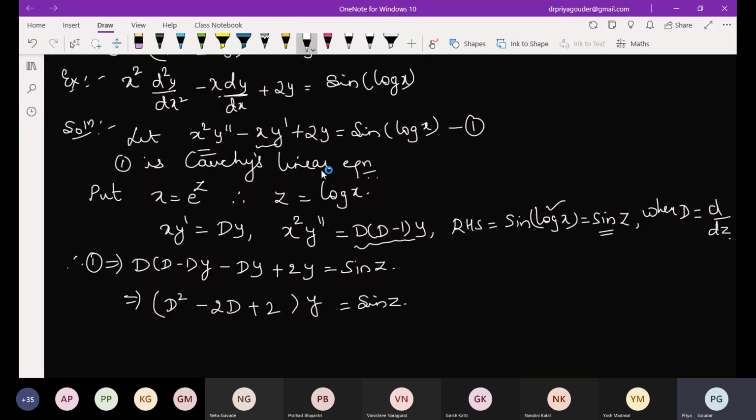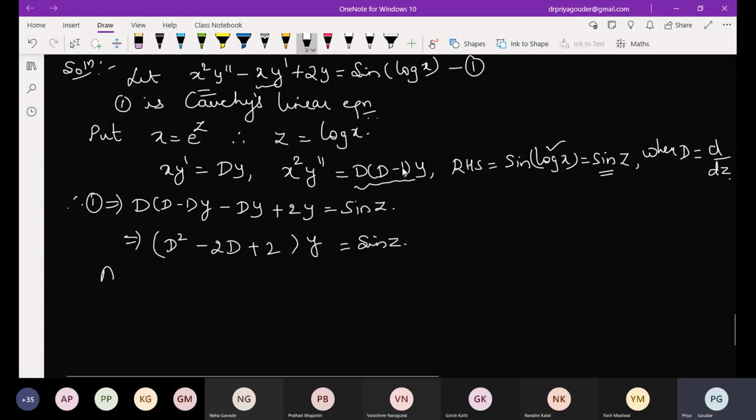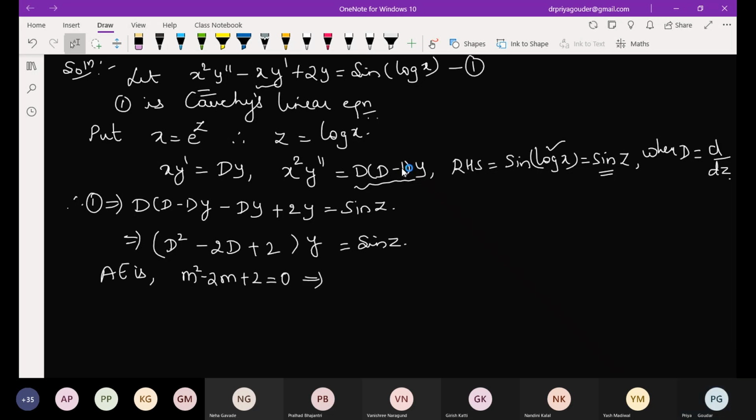Is it not a differential equation with constant coefficients now? It's non-homogeneous. Let us find CF and PI both. What is the auxiliary equation? M square minus 2m plus 2 equals 0. Take the calculator and find out the roots. 1 plus or minus i should be your answer.